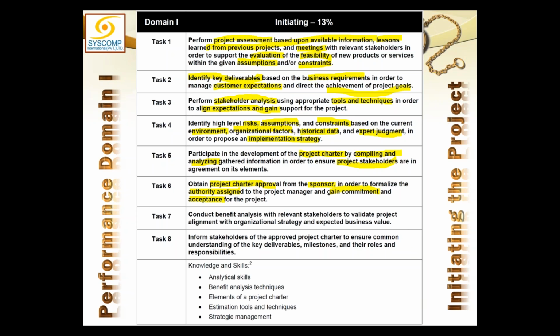Task 7, conduct benefit analysis with the relevant stakeholders to validate project alignment. So benefit analysis is important, relevant stakeholder is important, validate project alignment is important, organizational strategy is important, and expected business value is important. These things will be clarified ultimately, but this is how you have to read these things.